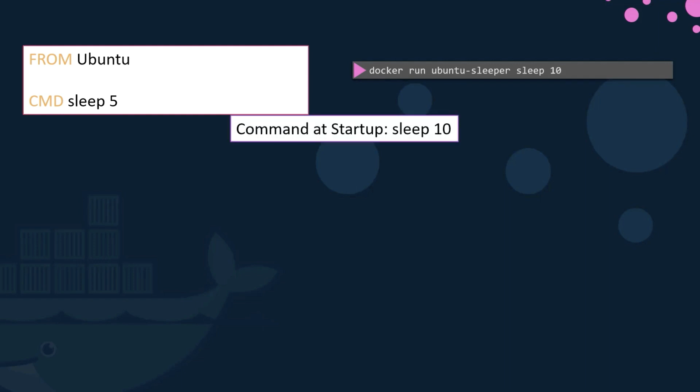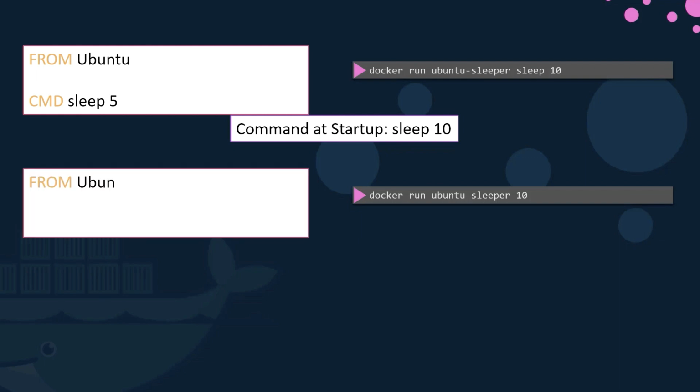But it doesn't look very good. The name of the image, ubuntu-sleeper, in itself implies that the container will sleep. So we shouldn't have to specify the sleep command again. Instead, we would like it to be something like this: docker run ubuntu-sleeper 10. We only want to pass in the number of seconds the container should sleep, and the sleep command should be invoked automatically. And that is where the ENTRYPOINT instruction comes into play.